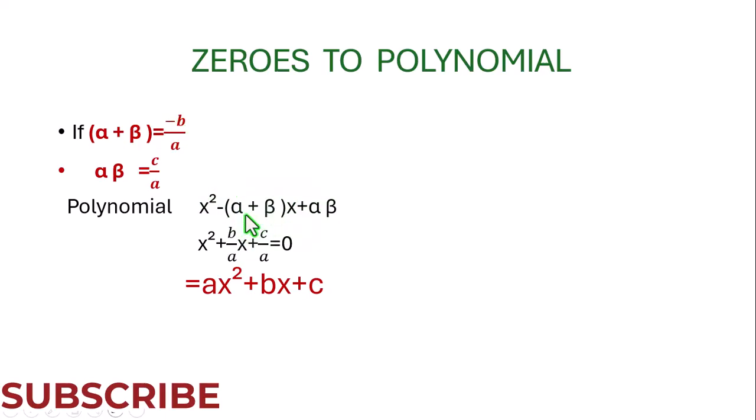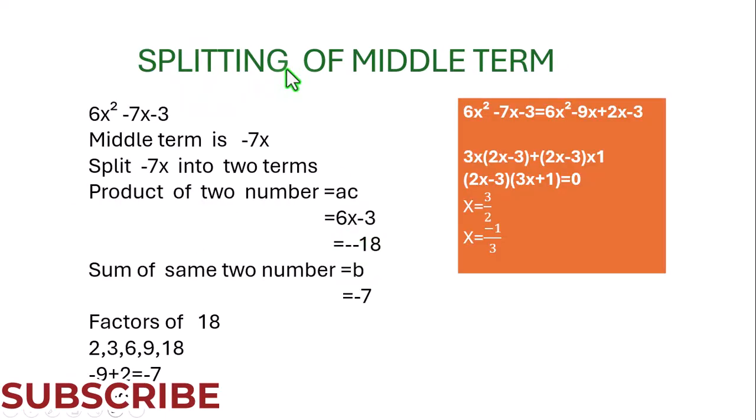Minus into (alpha plus beta), that is minus (minus b upon a), plus c upon a is equal to 0. Then multiply a in all the terms. Now ax square plus bx plus c, this is the polynomial. If the sum of zeros and product of zeros are given, then the polynomial is ax square plus bx plus c. Then there is also the process of splitting the middle term, for finding zeros of the given polynomial.